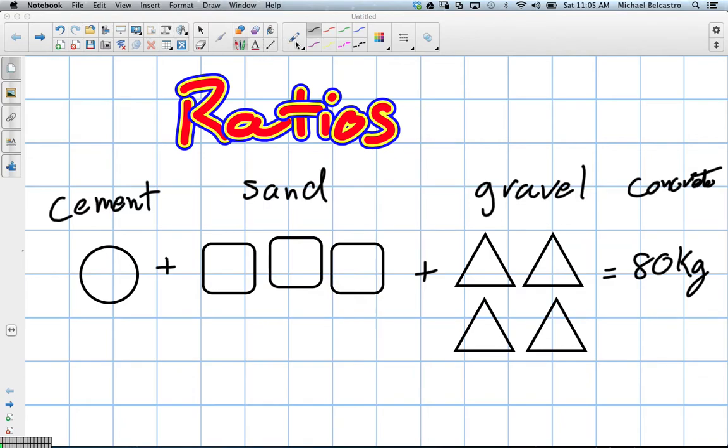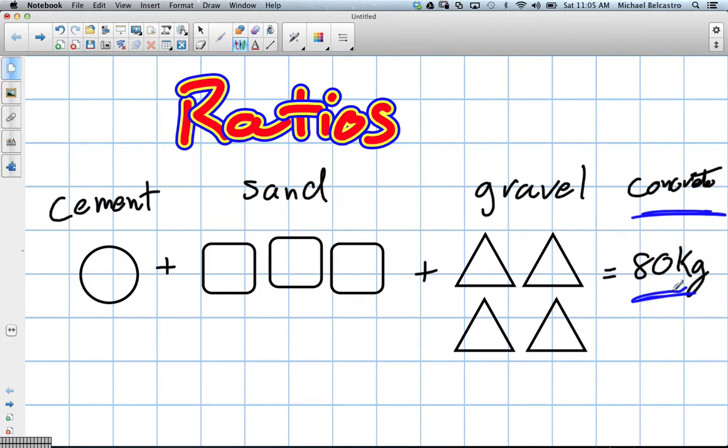Okay, ratios. They've given you a question here. It says Michael's got a summer job as a bricklayer's assistant. He's responsible for mixing concrete. So his goal is to make concrete here. He needs to make 80 kilos of it.